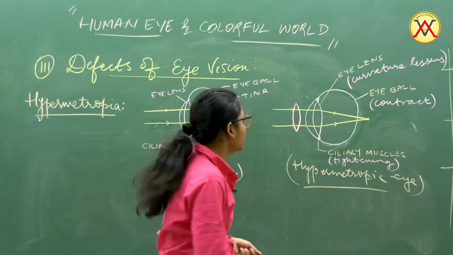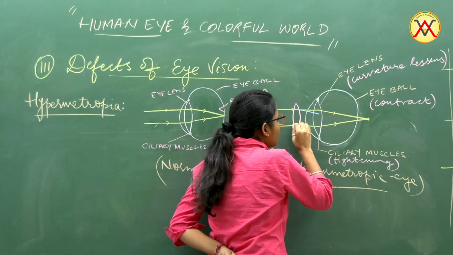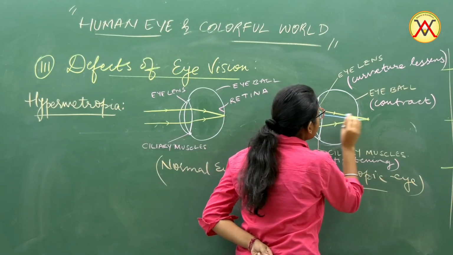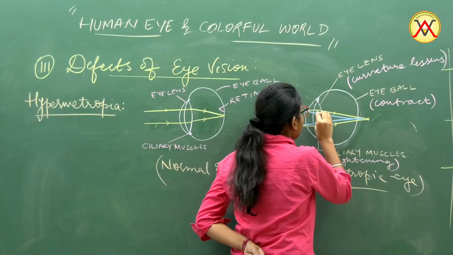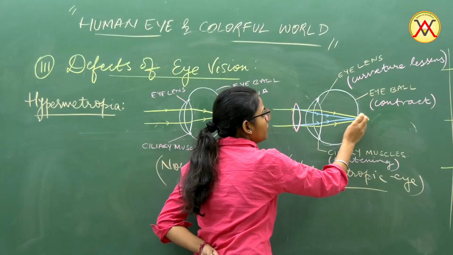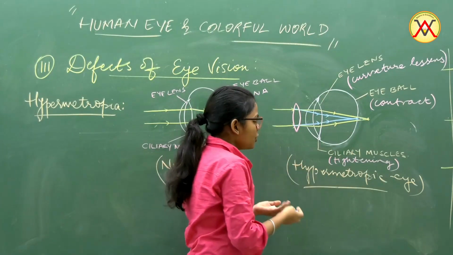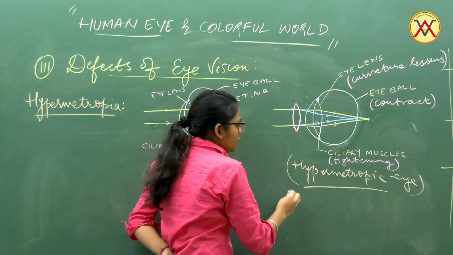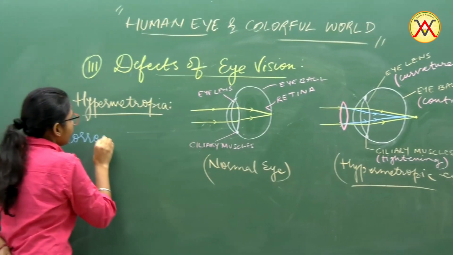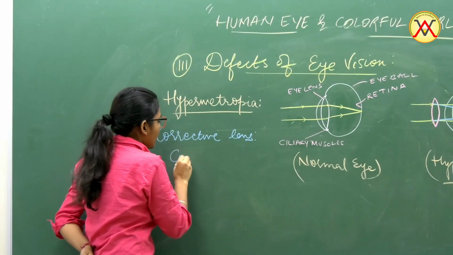Okay, let me use another chalk. These rays get converged over here, and from here these rays again get converged and focus on the retina. This is the focusing point. So this is how the hypermetropic eye is corrected. So the corrective lens for our hypermetropic eye is a convex lens.